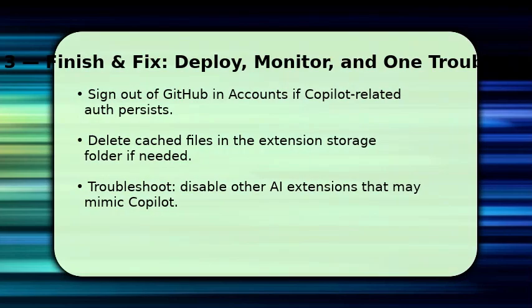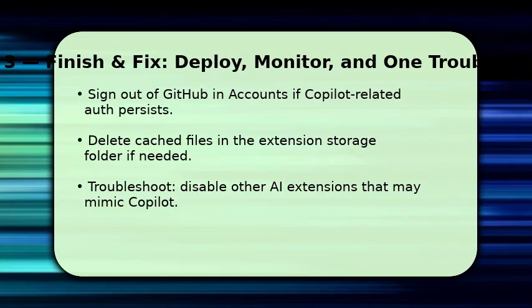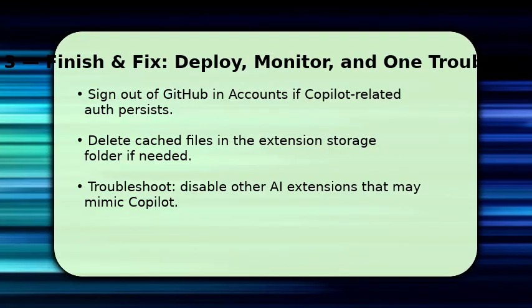You finish by cleaning up authentication and caches. Sign out of GitHub via the Accounts menu if Copilot tokens remain, and optionally delete the extension storage folder in your VS Code user data to remove cached state. Make sure to inspect other AI-related extensions because they can present similar suggestions. Disable them to isolate the issue.